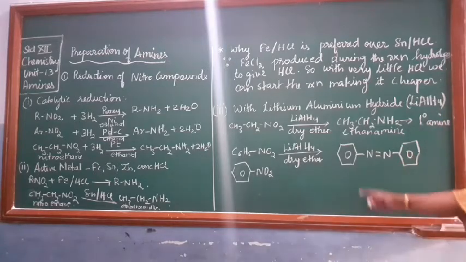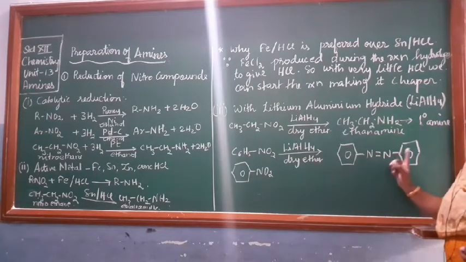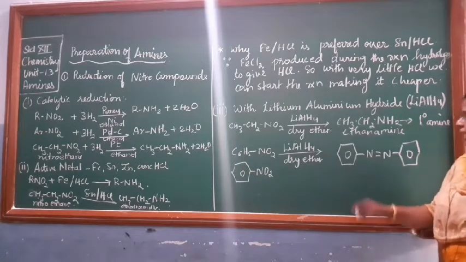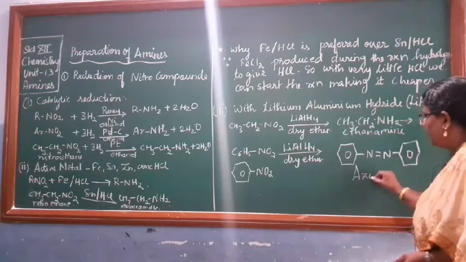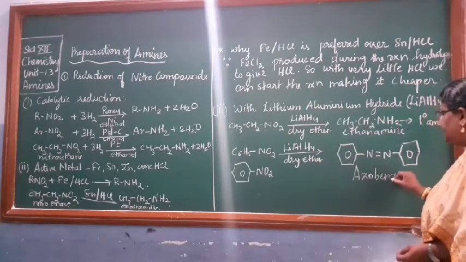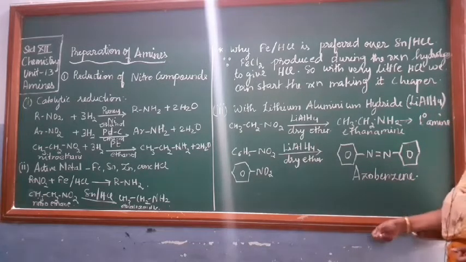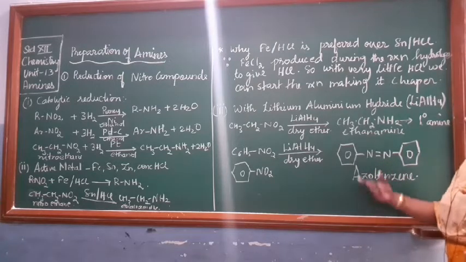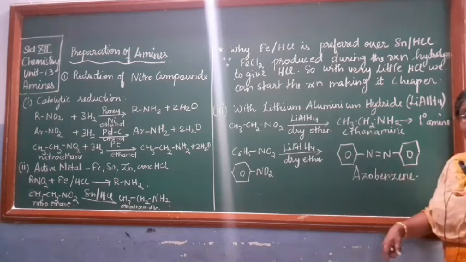Can you see here? C6H5-N=N-C6H5. This is called azobenzene. What is this called? Azobenzene. The N=N group is called azobenzene. Okay, so this is your azobenzene being formed.